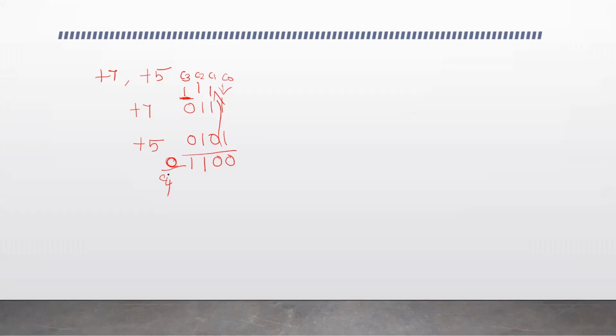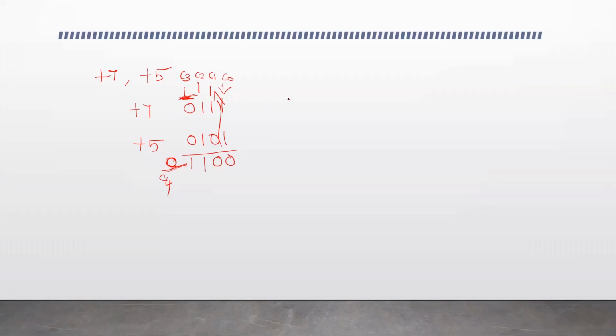Now what we notice, we have to take this carry C3 and C4 and if these two carries are the same, that means there is no overflow. And if these two carries are different, there is an overflow. In this case, this is 0 and this is 1, so there is an overflow. The carries are not the same.